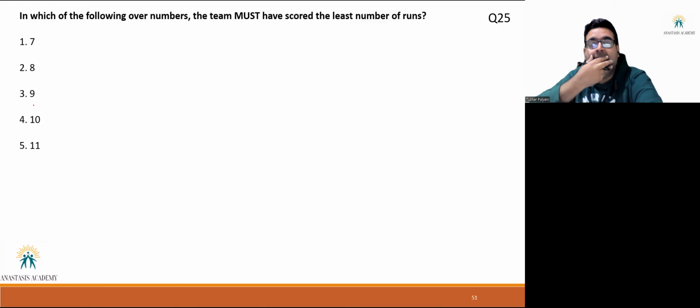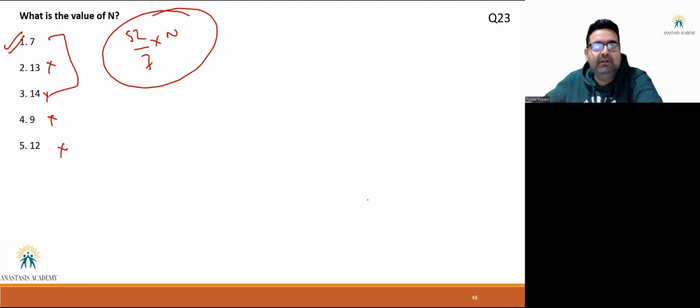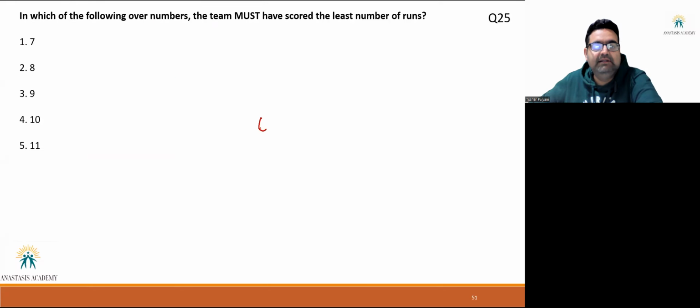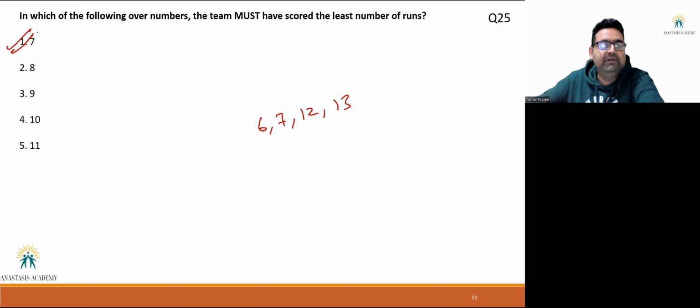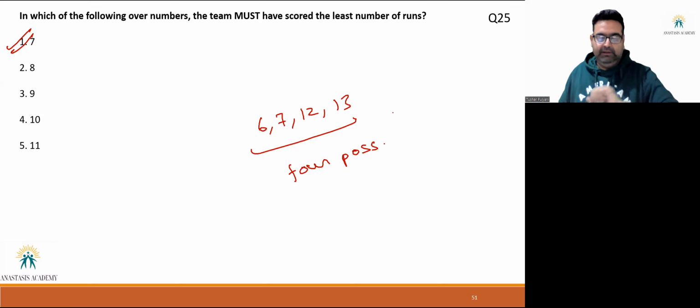Right. The last question of this set, it talked about which over's team must have scored the least. This is easy because there were two combinations where we had 12. So this was also 6-6, this is also 6-6. So there are 4 overs which have minimum: 6th over, 7th over, 12th over, 13th over. So my answer is either 6th over, 7th over, 12th over, or 13th over. And only one of them is in the options, which is 7th over. There were 4 possible answers to this question, but only one of them was an option, right?